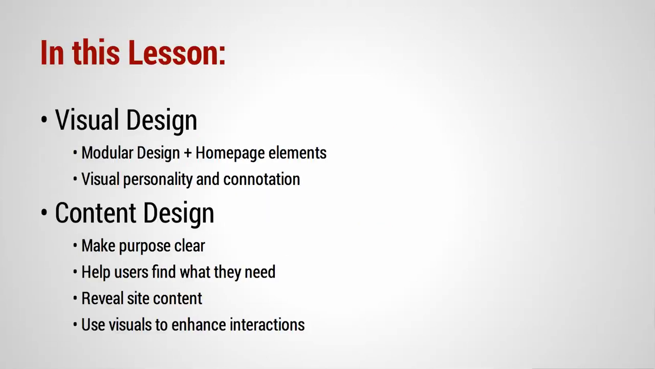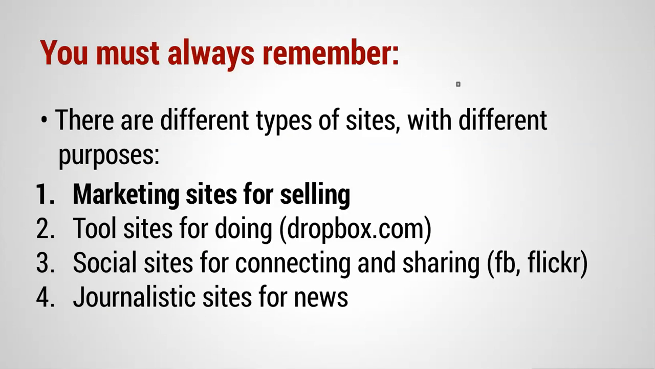In this lesson, I'm going to start by talking about visual design, which is going to include modular design and homepage elements, and then visual personality and connotation, which I'm not going to go into great depth on because you've already learned about visual connotation in another lecture. And then I'm going to move on to the content design of the homepage and talk about 4 strategies for your homepage: making the purpose clear, helping users find what they need, revealing site content, and then using visuals to enhance interactions.